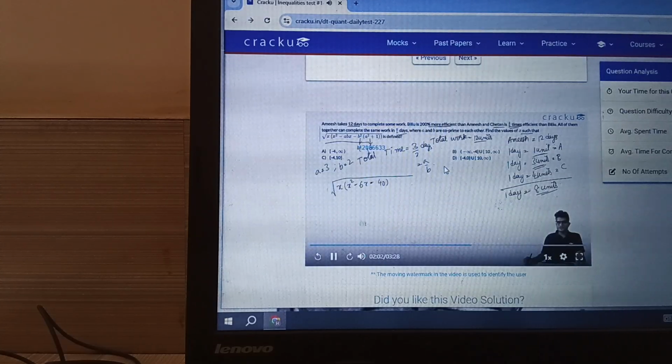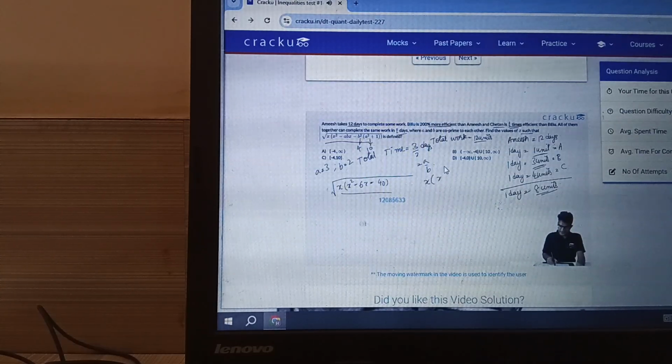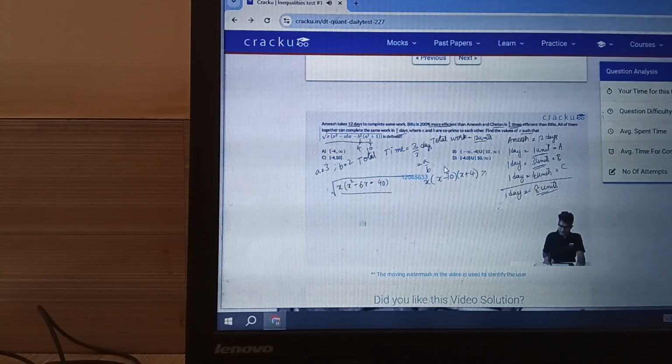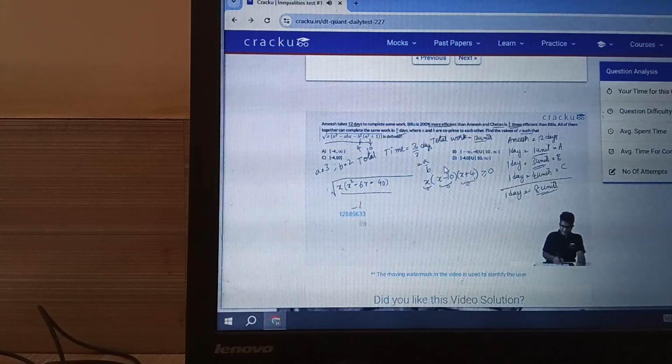If this expression is to be defined, this product has to be greater than or equal to 0. If you are factorizing this, this will equal x into x minus 10 into x plus 4. We want this to be greater than or equal to 0. What are the roots of this product? The roots will be minus 4, 0 and 10. So we have minus 4, 0 and 10.